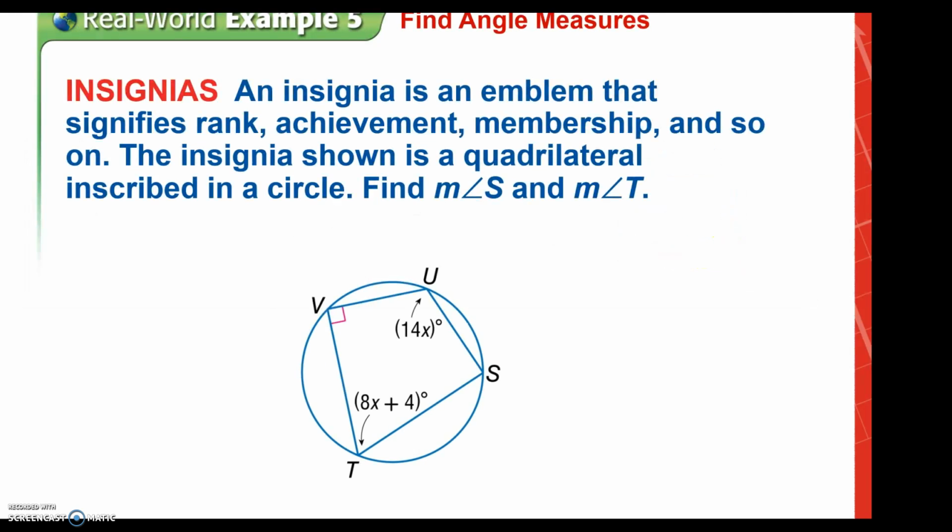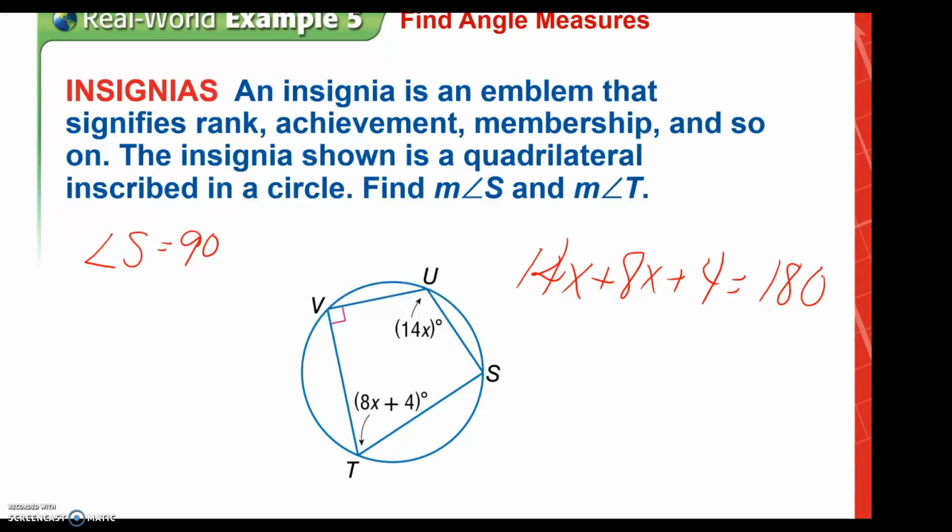So here we have an insignia, and it is an emblem that signifies rank, achievement, and membership, and so on. The insignia shown is a quadrilateral inscribed in a circle. Find S and T. So angle S is opposite of V, so S plus V is 180, and V is 90, so S has to be 90. U is opposite of T, so 14x plus 8x plus 4 needs to equal 180 because they're supplementary.